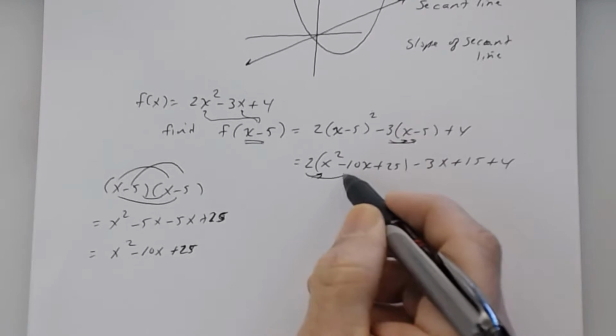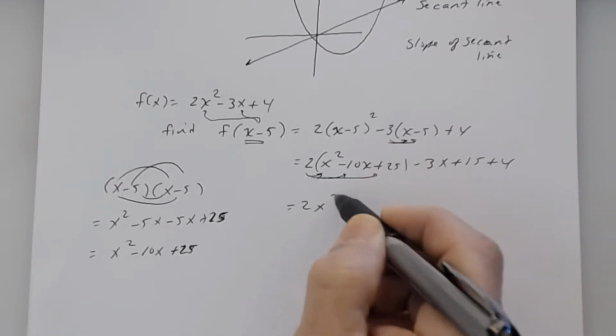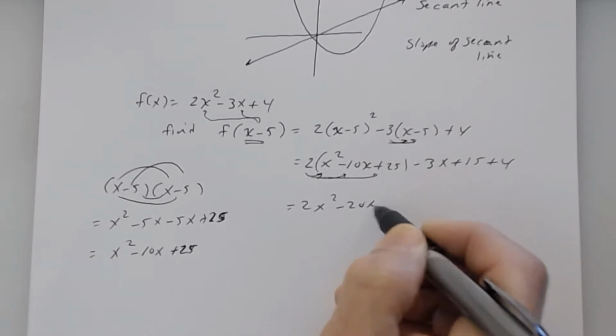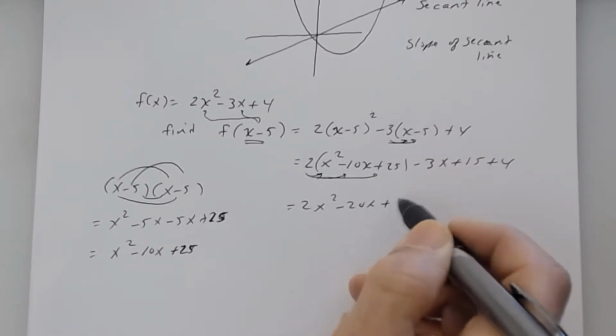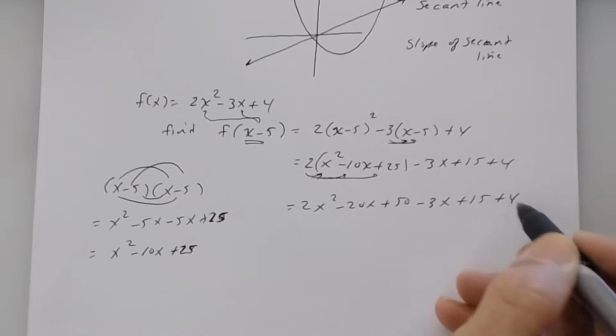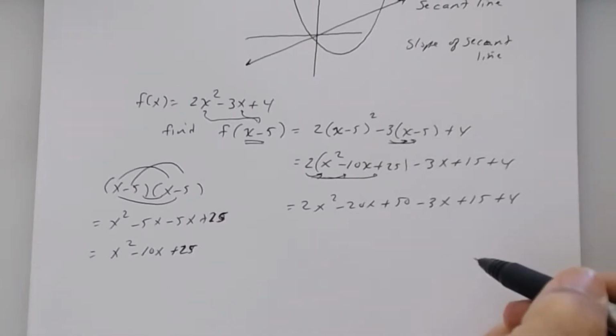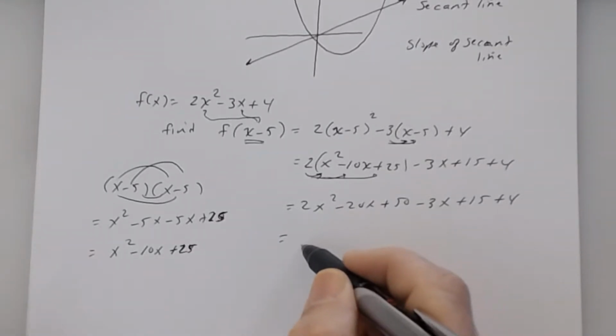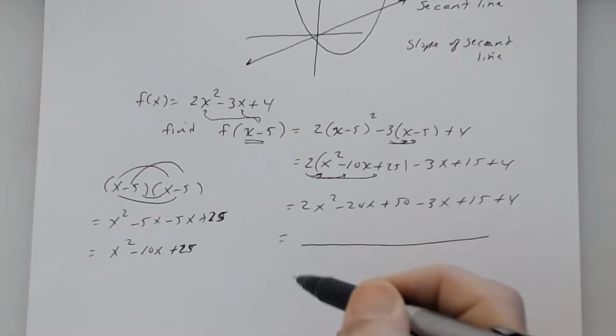And then distributing the 2, I get 2x squared minus 20x, and then 2 times 25 is 50, and then minus 3x plus 15 plus 4. And then combining like terms, that's your answer. So what's the answer? Let's put it in descending order.